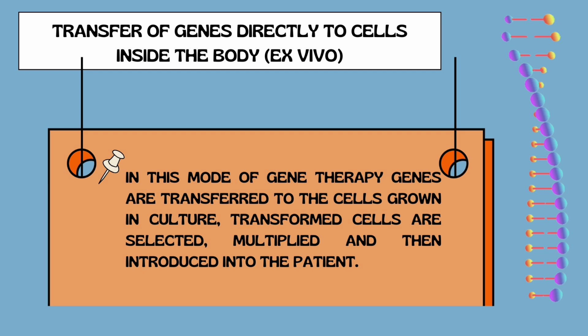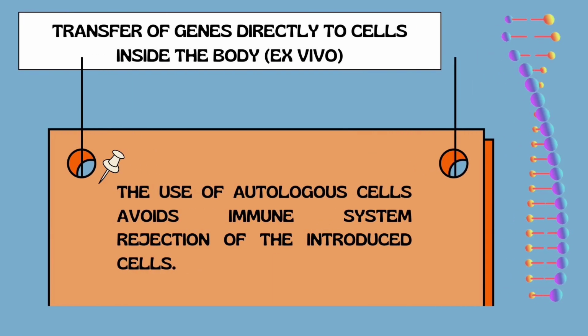In this mode of gene therapy, genes are transferred to cells grown in culture. Transformed cells are selected, multiplied, and then introduced into the patient. This process involves transferring the desired gene into the cells grown in the culture. These cells are then selected based on their successful transformation and are multiplied in the lab. Finally, the modified cells are introduced back into the patient where they can produce the therapeutic proteins or perform the desired function. This approach is particularly useful for treating diseases that affect certain cell types, such as blood disorders or genetic diseases. The use of autologous cells avoids immune system rejection of the introduced cells.